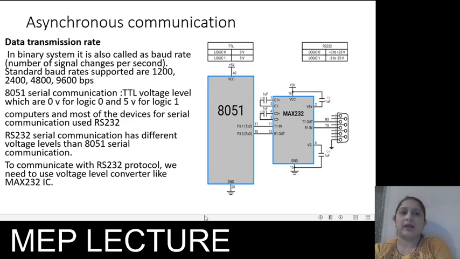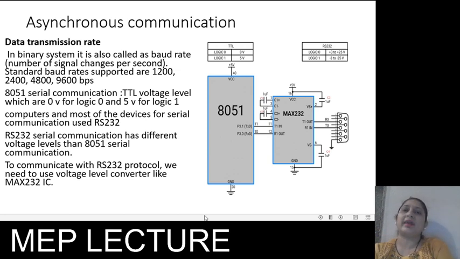Now, we know that most of the computers perform the serial communications using RS-232. So, when you want to use the 8051 with the computers, it works with the RS-232. But there is one problem. What is the problem there? RS-232 serial communication has a different voltage level as compared to 8051 serial communication. In the diagram, we can see RS-232 logic 0 means plus 3 volt to plus 25 volts and logic 1 means minus 3 volt to minus 25 volt.